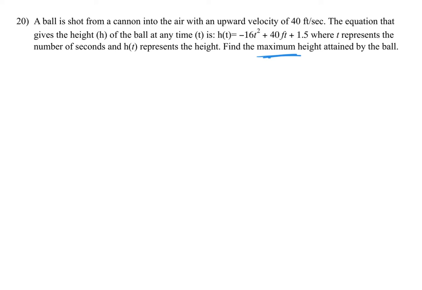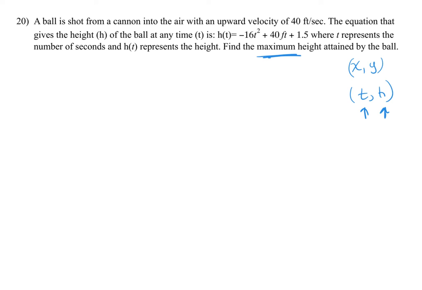Remember I said the maximum or the minimum will always happen at the vertex, all right? Normally we think of it as an x and y. In this case, they gave it to us in t and h, okay? So they ask for the maximum height of the ball, which means they want the y value of the vertex. If they had said, when will this happen? They would have wanted the time or the x value of the vertex, okay?